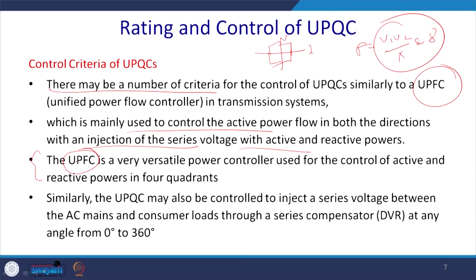Now, we want to do the same thing here, since nowadays, due to distributed generation, sometimes a load also becomes a generator. So we require to change the way it will operate. Similarly, the UPQC may also control to inject the series voltage between the mains and the consumer load through a series compensator at any angle from 0 to 360 degrees. This is one of the major features of UPQC.